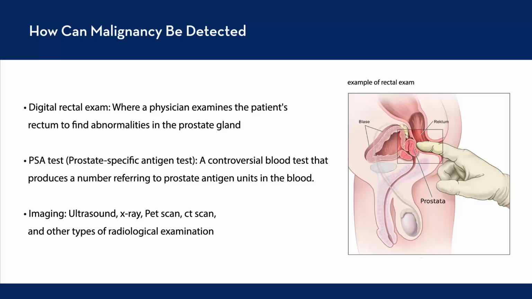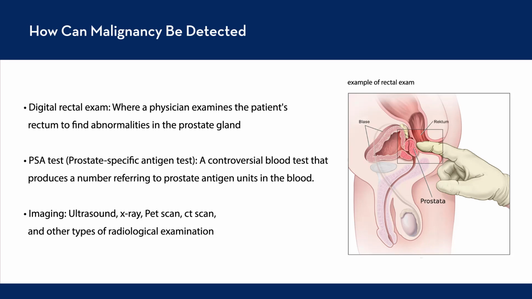Now, malignancy is obviously a serious problem when it affects the prostate gland. How can malignancy be detected? Well, one way is by digital rectal exam. So when a man goes for a routine physical exam, the physician may examine the prostate gland via a digital rectal exam. The physician can palpate and feel abnormalities in the prostate gland, which can indicate that there's an underlying lesion or an underlying cancer.